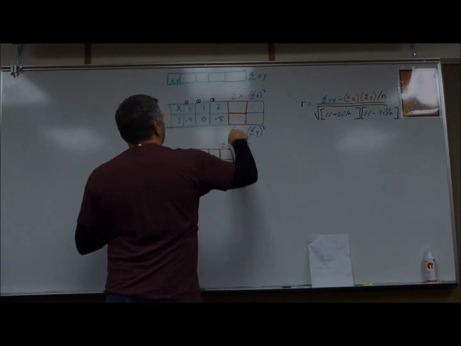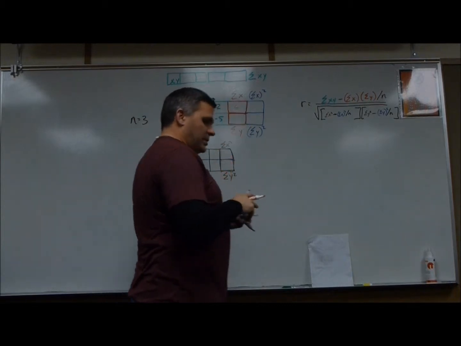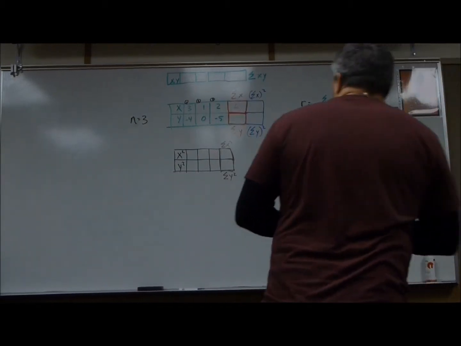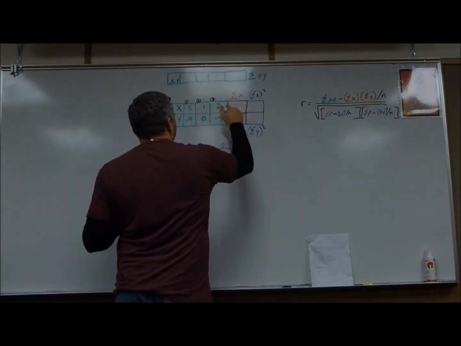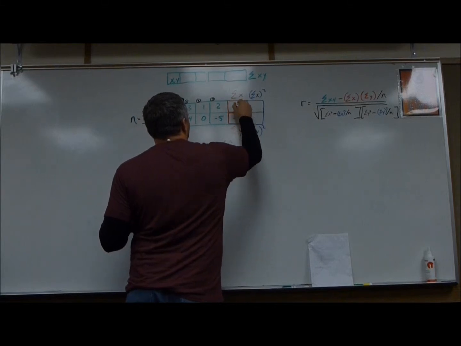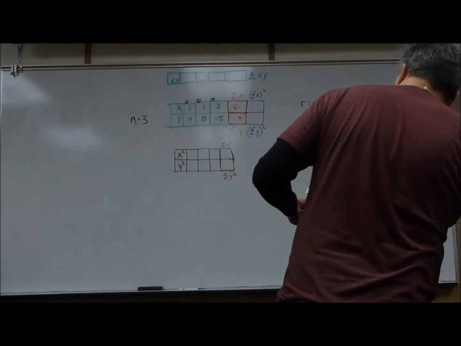First thing I find out is the sum of x's. 3 plus 1 plus 2 is 6. And then I do negative 4 plus 0 plus negative 5 is negative 9. Okay? I'm going to start capping these.